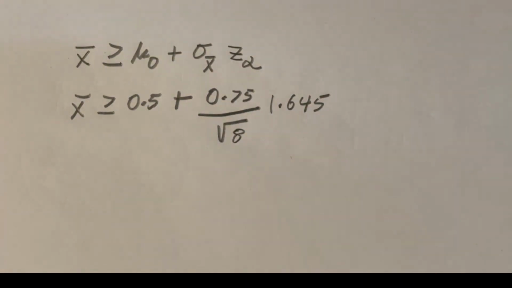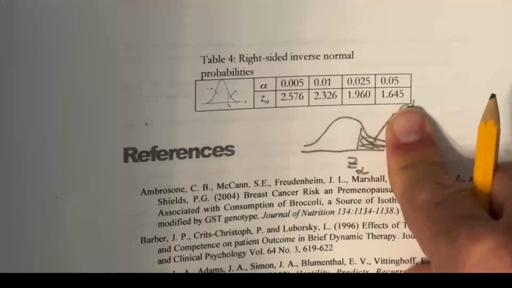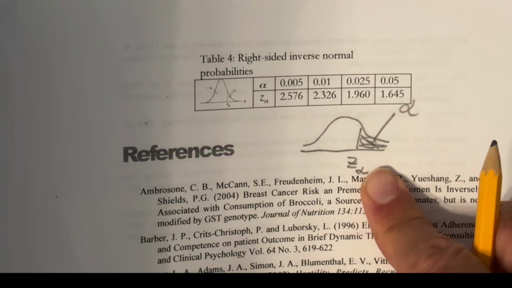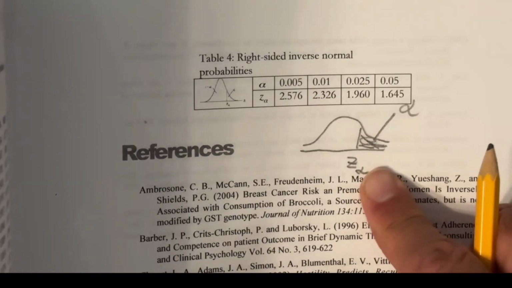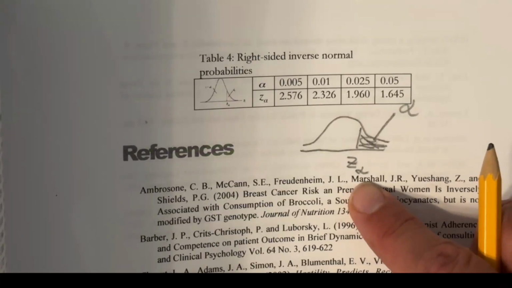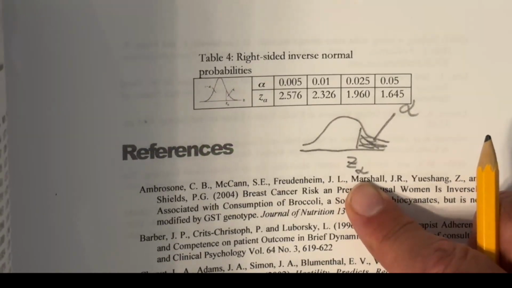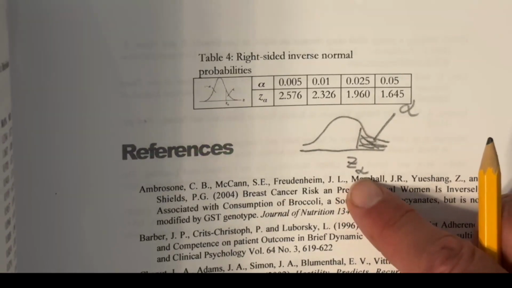1.645. Now, if your professor doesn't give you a nice simple table like this and gives you percentiles instead, this is the 95th percentile because 100 minus 5 is 95. So this z sub alpha, z sub 0.05, is equal to the 95th percentile of the standard normal distribution. So if you have a percentile table, you look up the 95th percentile.